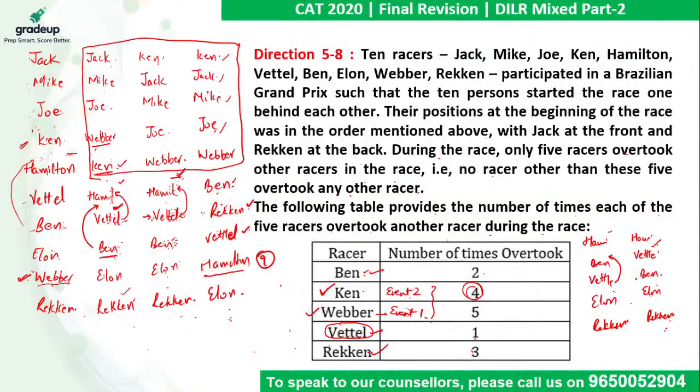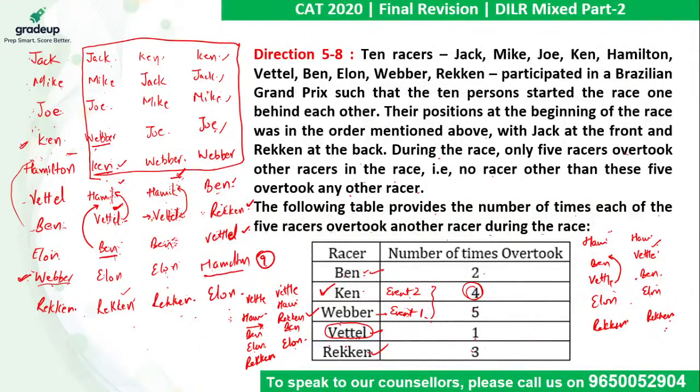If Vettel will overtake Hamilton, Vettel, Hamilton, Ben, Eon, and Raikkonen. इसमें कुछ और पॉसिबिलिटी देखनी पड़ेगी. Raikkonen overtake Eon and Ben and will reach here. So Raikkonen ने total 3 बार overtake करना है. So it will be Vettel, Hamilton, then it will be Raikkonen, Ben, and Eon. All right.